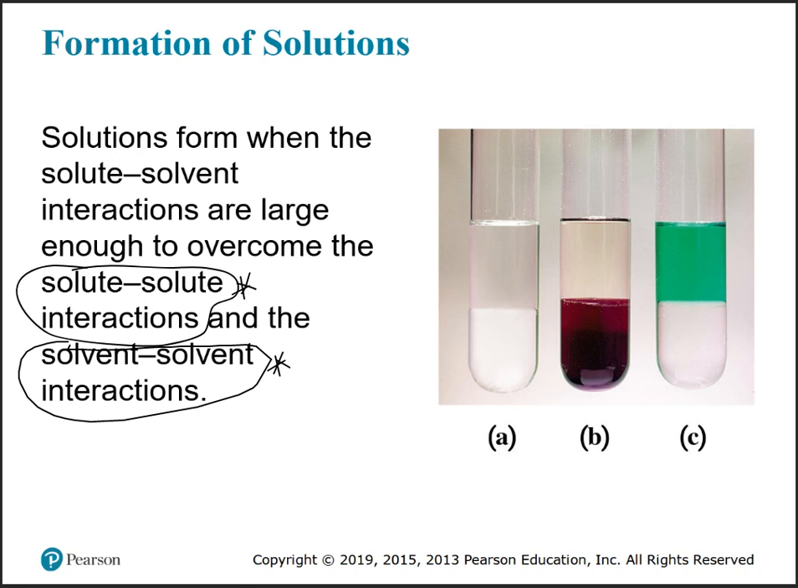One example would be oil and water. They don't mix. We'll talk more about why, but there's a lot of interaction between the water molecules themselves and the oil molecules themselves. And those interactions are so much more favorable than the water mixing with the oil that you don't get a solution.